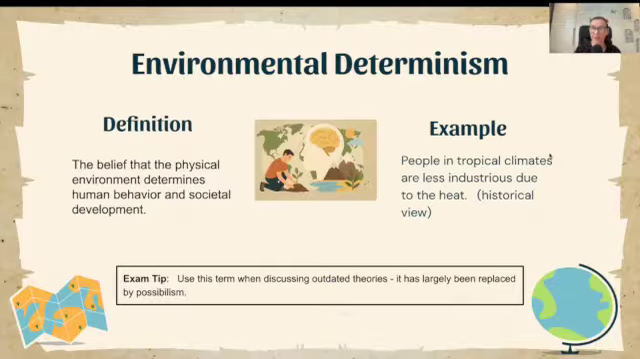Environmental determinism. So this is kind of an old-fashioned one. Okay, we use this more for historical references. The definition is the belief that the physical environment determines human behavior and societal development. So, for example, that people in the tropical climates are less industrious because of the heat. This is a historical view. So use this term when discussing outdated theories because this has largely been replaced by possibilism, which we are going to look at now.